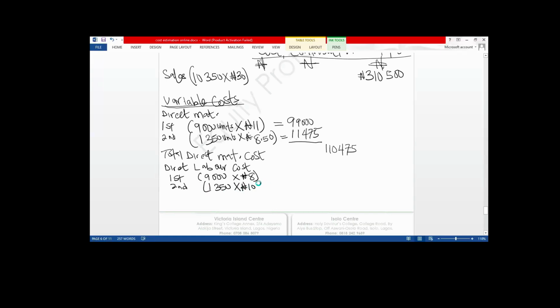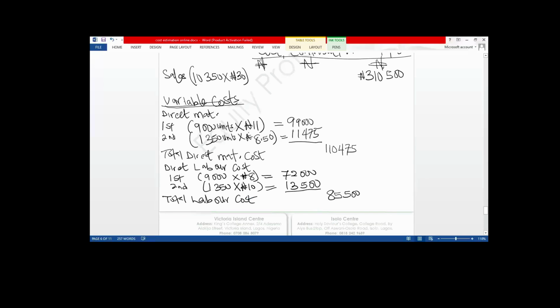Please compute your labor cost. That's 72,000 for the first one. And next, 13,500 for the second one. Now, if you sum the two, you are going to get total labor cost. 85,500. This is total labor cost.